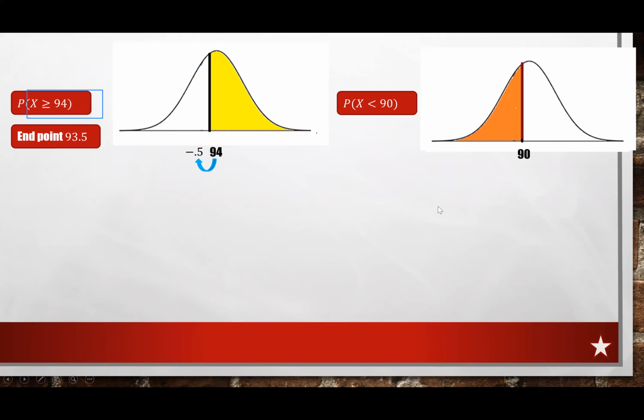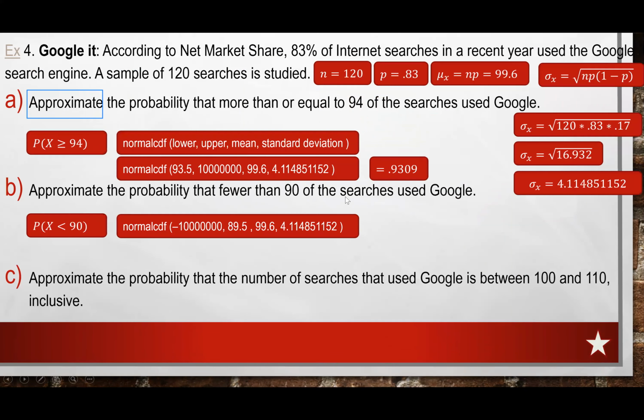Looking at this, do we include the 90? We don't include the 90, so how can we exclude it? We have to go to the left, make it smaller, and if I go to the left, I subtract 0.5, which gives me my endpoint as 89.5. Now I know that on the left side, my smaller endpoint will be negative 10 million, and my bigger endpoint will be 89.5, and the mean and standard deviation are the same.